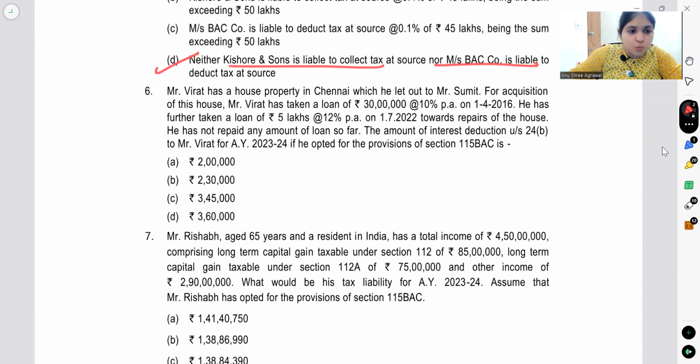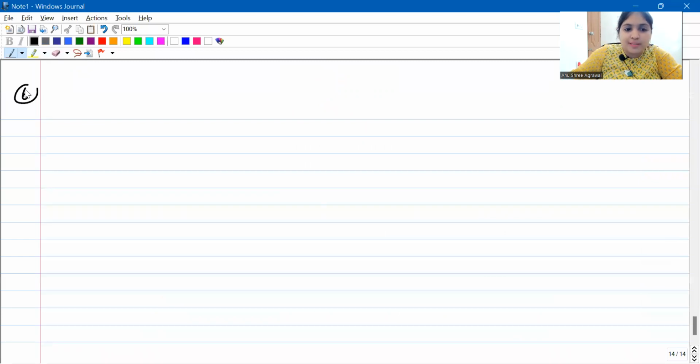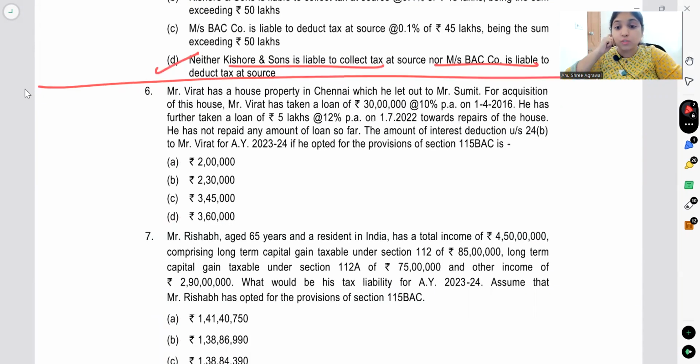Come on, let us go to question number 6 now. With question number 5, the case study based MCQ is over. Now we're discussing the remaining MCQs one by one. The 6th question talks about a specific point. Let me discuss the concept with you first.